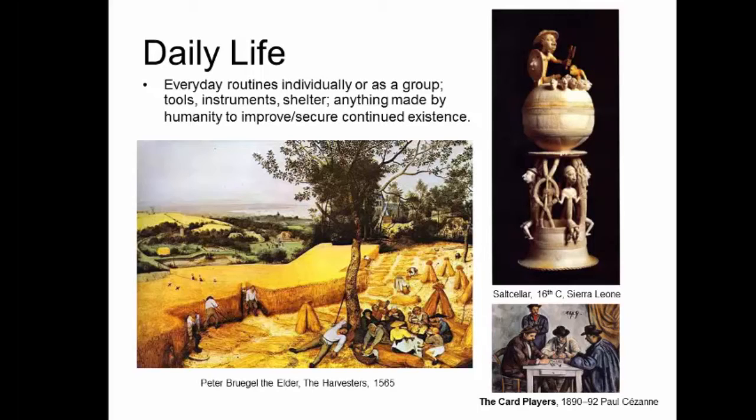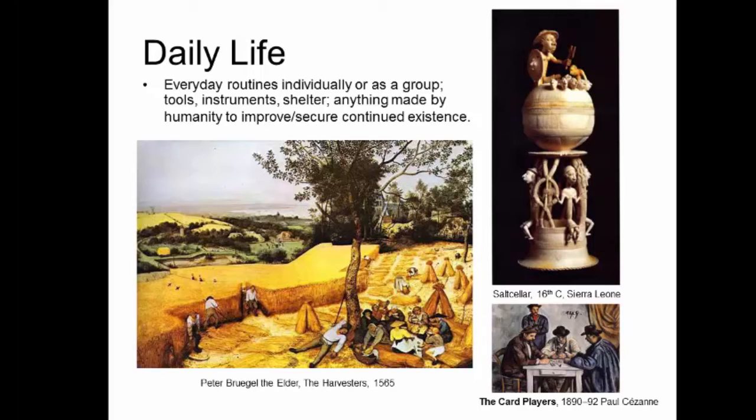So daily life is everyday routines, individually or as a group, tools, instruments, shelter, anything made by humanity to improve or secure continued existence. So for example, in the upper right, you see a salt cellar from Sierra Leone, Africa, and this was a vessel to hold salt. And salt was a very important mineral for this social group. And so this society would create very elaborate and beautiful vessels to underscore just how important salt was to their culture.